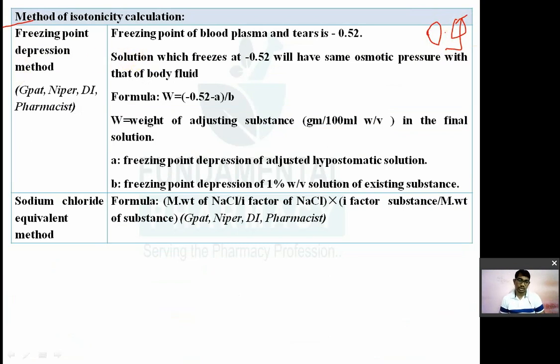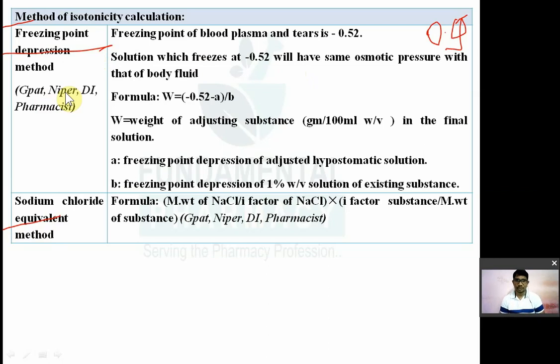There are two methods. First one is known as freezing point depression method. Second one is known as sodium chloride equivalent method. तो आप कैलकुलेट भी कर सकते हो कितना अमाउंट ऑफ ड्रग, so the amount of drug which is isotonic with the blood plasma you can calculate by freezing point depression method.